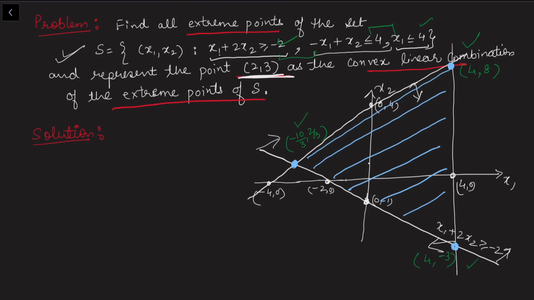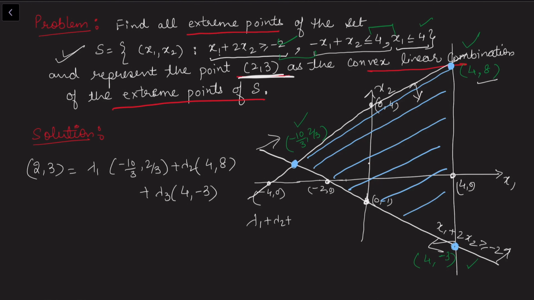Now as I got the corner points, the question asks to write (2, 3) as a convex linear combination of the extreme points. So I need to write (2, 3) as some lambda 1 times the first corner point. You can choose any of the corner points as the first one. So let us take this one, plus lambda 2 times the second corner point, for example (4, 8), plus lambda 3 times (4, -3), and the sum of these lambda i must be equal to 1, and each lambda i is greater than or equal to 0.